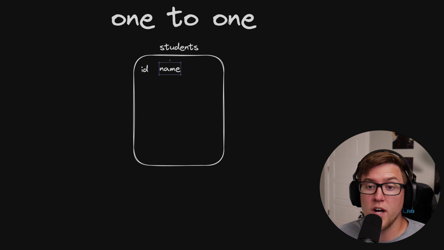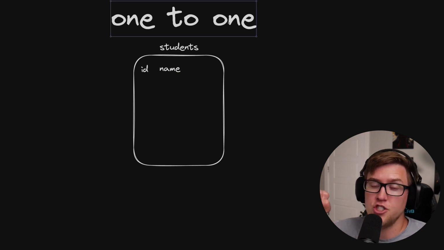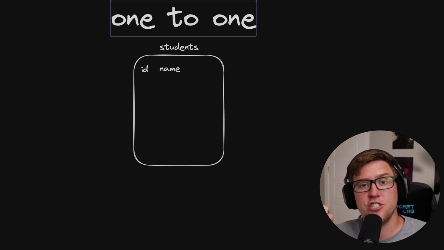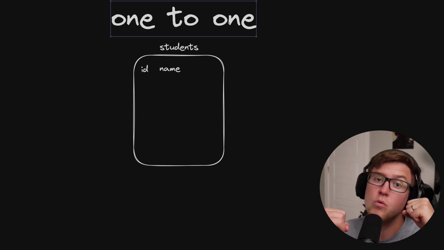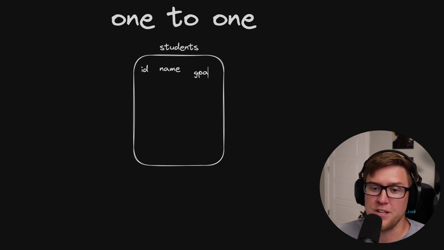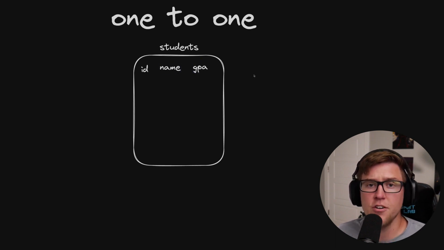Well, once we decide that it's a one-to-one relationship, meaning a GPA and a student are tightly coupled to one another, a student has one and only one GPA, and that GPA is related to one and only one student, then it's pretty simple. We just add a new field called GPA. Generally speaking, with a one-to-one relationship, it's easiest to model that as just another field on a database table.